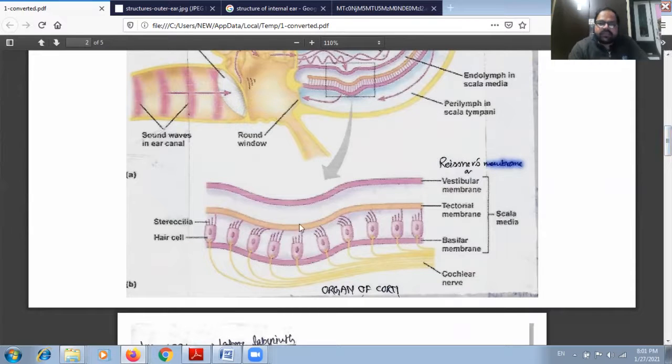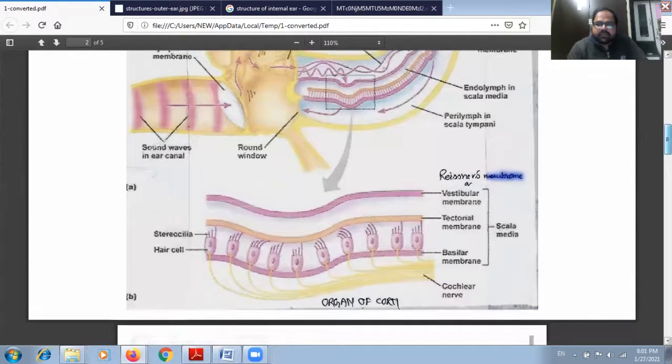So we can see here the same structure. This one is the Reissner membrane, as we have seen here. When we are zooming this portion, then this one is the Reissner membrane, and this one is the basilar membrane, and there is a tectorial membrane, and on the basilar membrane there are nerve fibers, or we can say the hair cells. And these nerve fibers or receptors or hair cells are making the cochlear nerve.